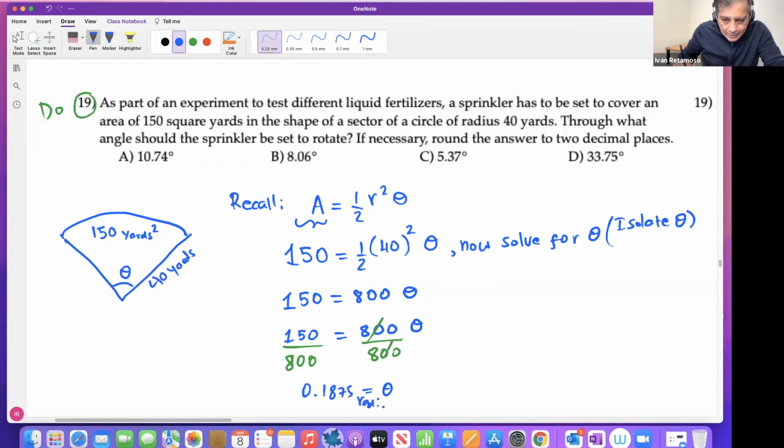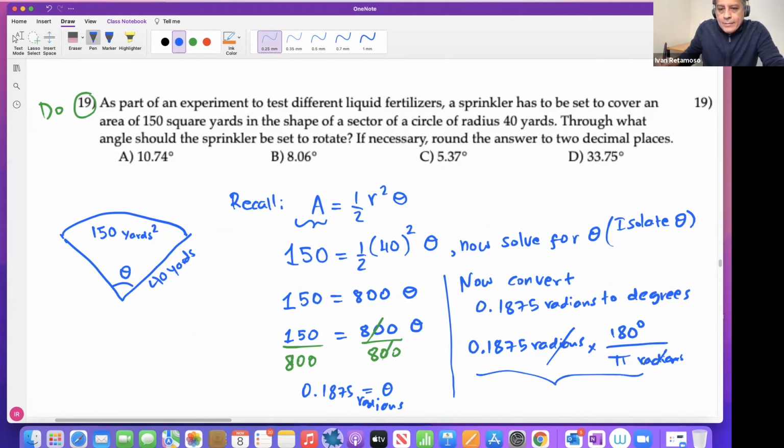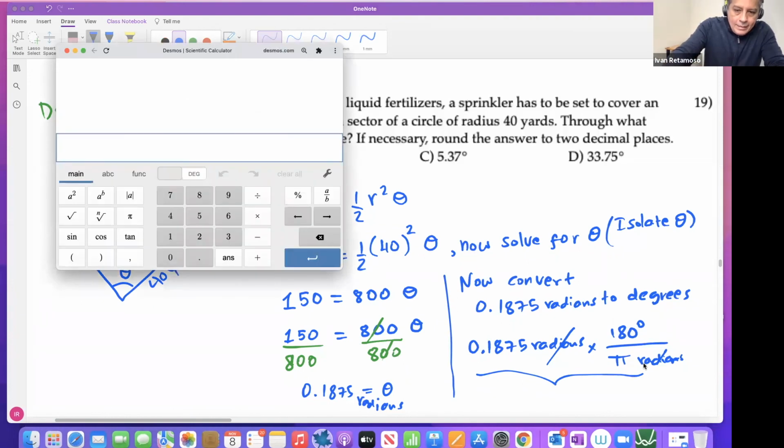0.1875. This is in radians, right? We don't have to write it, but it's in radians. But now, convert 0.1875 radians to degrees, right? Because the answer is in degrees. Not a problem, because I know that this conversion can be done this way. I can multiply this by pi radians on the bottom to eliminate radians, and then 180 degrees on the top to output this in degrees, right? This cancels. So if you convert this to degrees, they should be 0.1875 times 180 divided by pi, right?